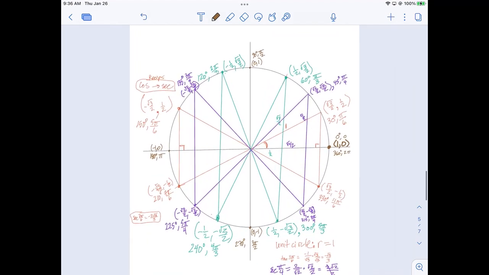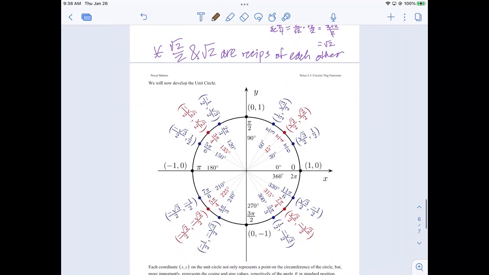Now, I would start memorizing this right here. There are certain patterns. We'll talk about those tomorrow. But if you want a clean copy of this, this is the clean copy. And when we quiz, probably on Monday, you're going to be filling in a blank one of these. That's just a circle with the dots around the perimeter. And at each dot, you're going to put the angle in degrees, radians, and the ordered pair.